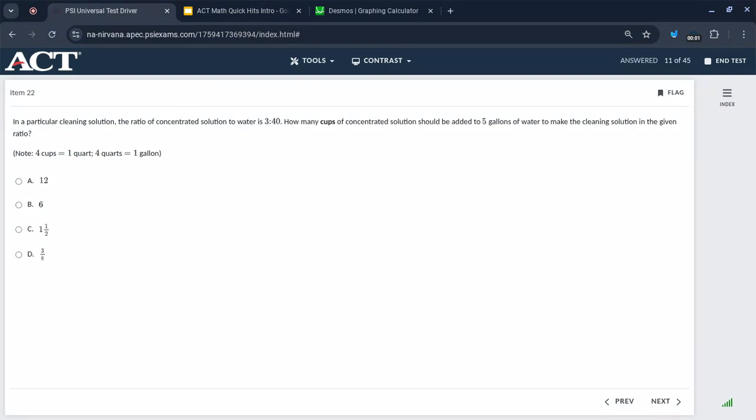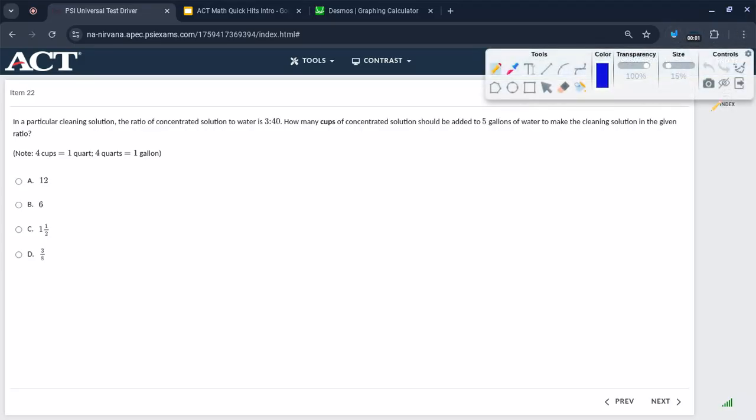Let's do it. It tells us a particular cleaning solution says the ratio of concentrated solution to water is 3 to 40. It asks how many cups of concentrated solution should be added to 5 gallons of water to make the cleaning solution in the given ratio. And then it gives us a few pieces to help us convert. This problem has a lot of different layers to it. First of all, we have to figure out how to make this ratio if I'm dealing with 5 gallons of water.